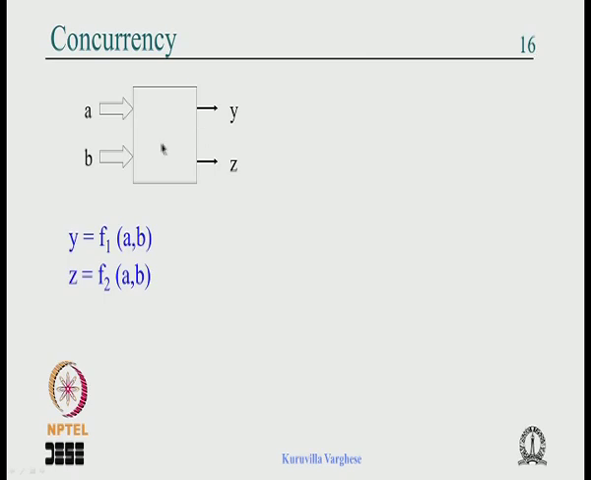Assume that A is changing at 100 nanoseconds, so maybe A was less than B, then A becomes equal to B, then Z changes. So essentially if A changes, both Y and Z can change. Suppose A was greater than B, so Y was 1, Z was 0. Now you change A such that A is equal to B, then Y transitions from 1 to 0 and Z transitions from 0 to 1. So for a change in the input, both can change at the same time.